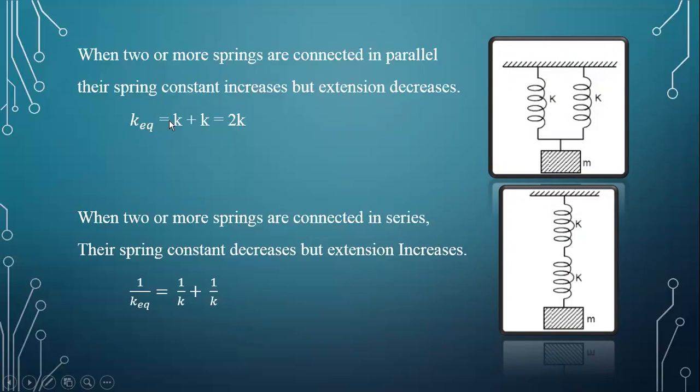So here K becomes double, but here 1 over K. यहाँ आपने याद रखना है कि जो के इक्विवेलेंट की वैल्यू होगी वो हर स्प्रिंग कांस्टेंट की वैल्यू से भी कम होगी. Suppose it is 1, it is also 1, but this K equivalent would be less than 1. ये उस सबसे जो स्मॉल स्प्रिंग कांस्टेंट है उससे भी कम हो जाएगी. So 1 over K equivalent is equal to 1 over K plus 1 over K.